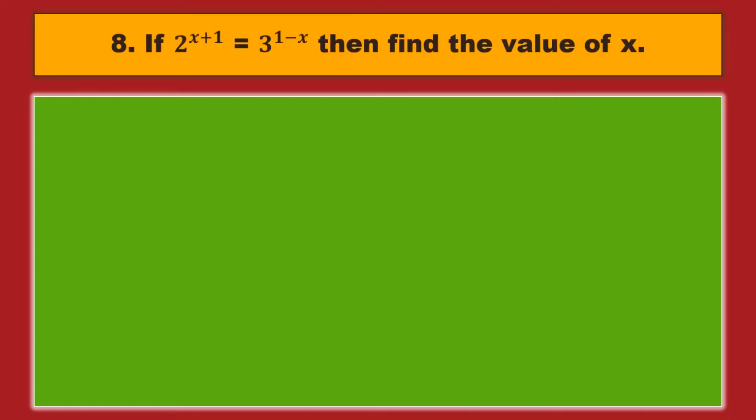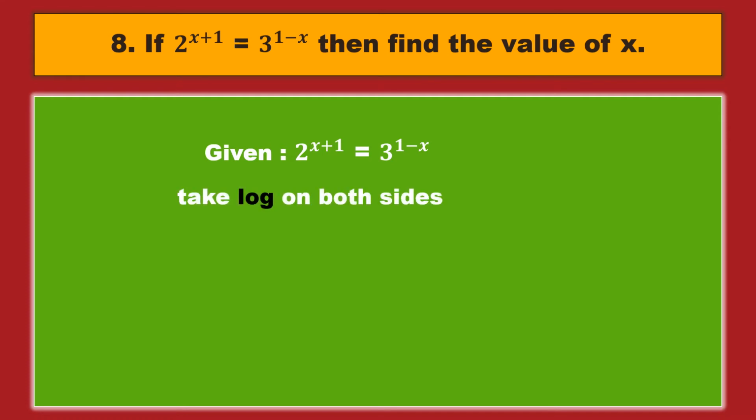So this is your 8th question. If 2 power x plus 1 equals 3 power 1 minus x, you are asked to find the value of x. First let us take the given statement as it is. Now to find the value of x, we have to take logarithm on both sides. So let me take logarithm on both sides.